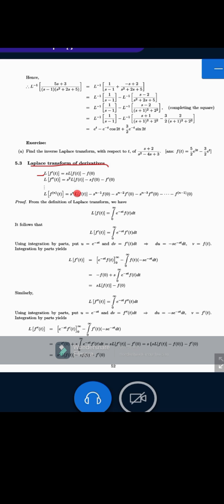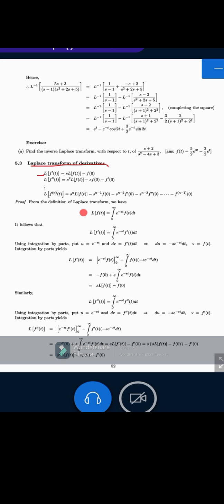This is the generalization. For instance, assuming that n is 1 here, if you replace n with 1, then this term will have s times this, and then minus, so 1 minus 1 will be 0. So this term will be 0. And then, of course, there will be no other terms. So you'll only be having s times the Laplace transform of f of t minus f of 0, and so on.